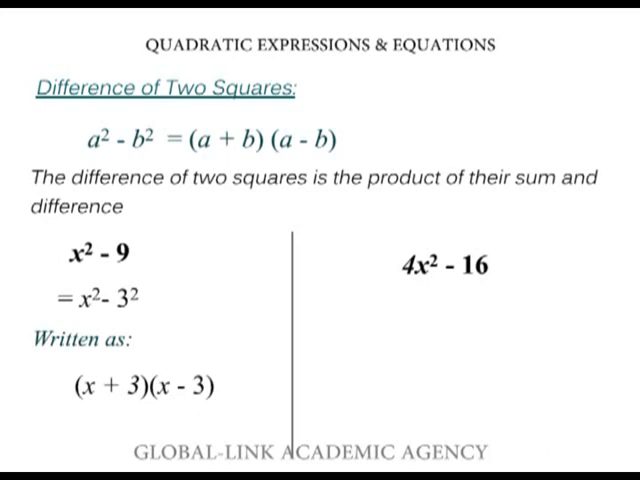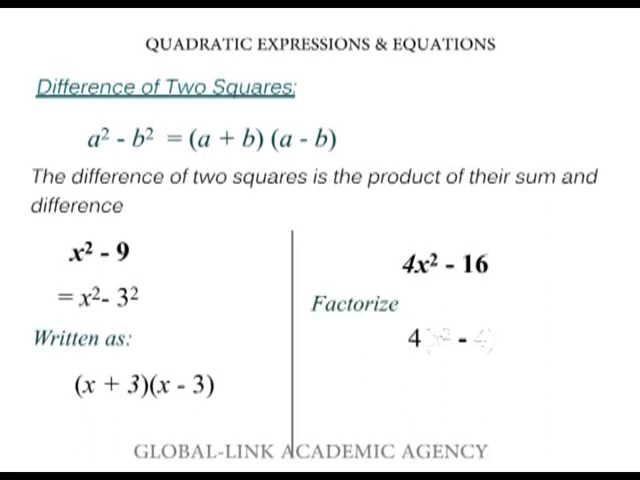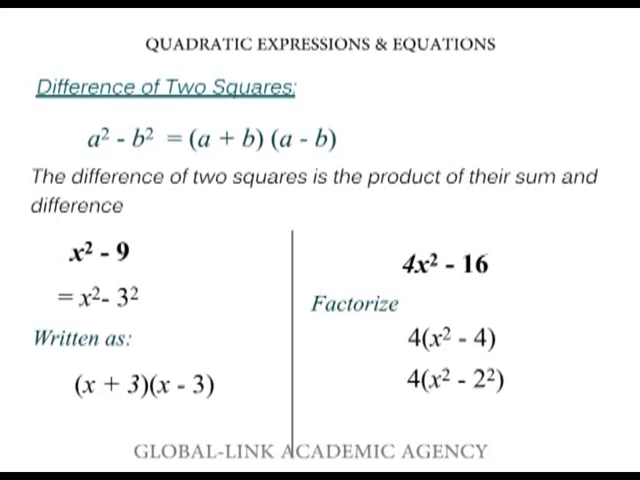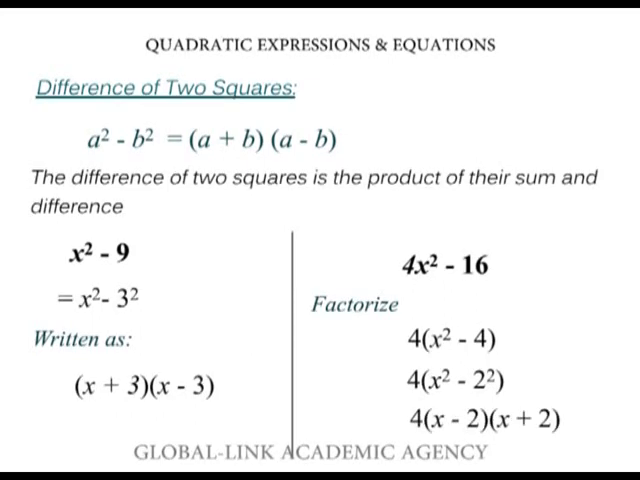For 4x squared minus 16, we first factorize, we get 4 into (x squared minus 4). The terms in the bracket is a difference of two squares, that is 4 into (x squared minus 2 squared), which can be 4 into (x minus 2) times (x plus 2).